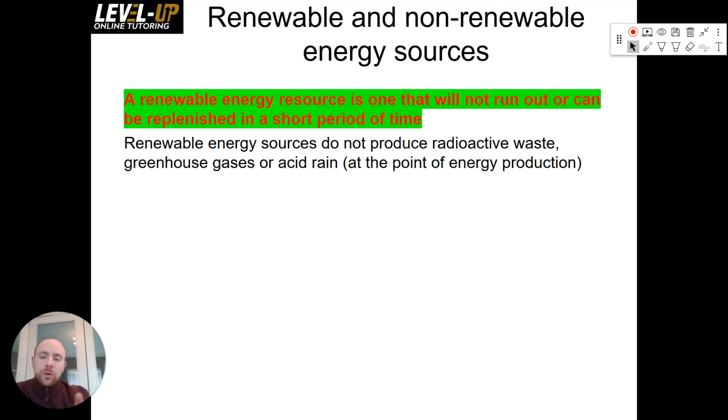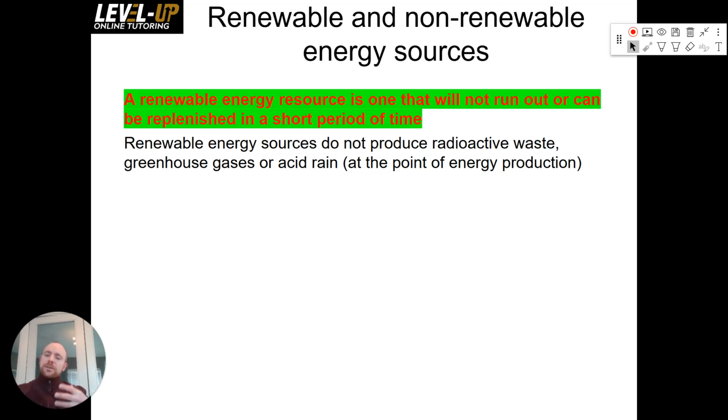As a general rule, but not always the case, the bonuses of them being renewable: first of all, they're not going to run out, but also they do not produce radioactive waste. Most of them, not all, but most of them do not produce greenhouse gases like carbon dioxide, and most of them do not produce gases that will cause acid rain like sulfur dioxide. Of course, I say in brackets there, at the point of energy production.